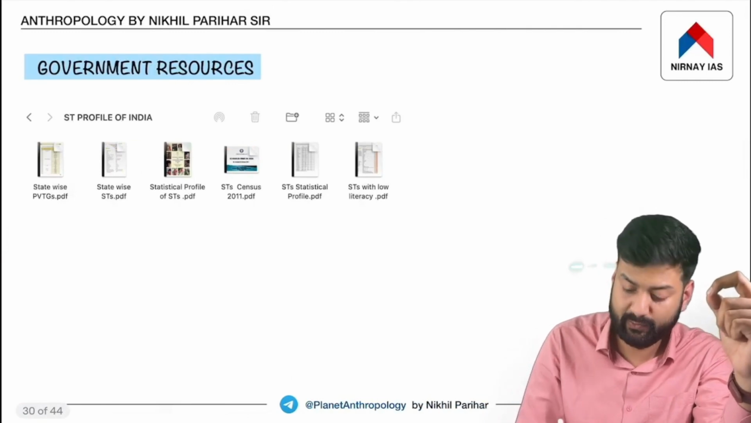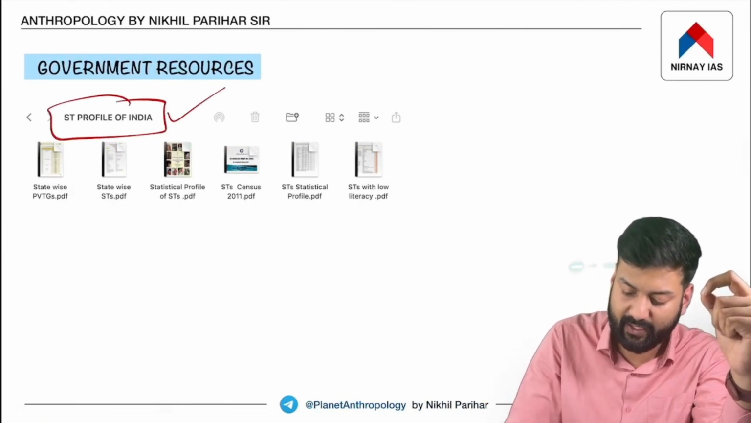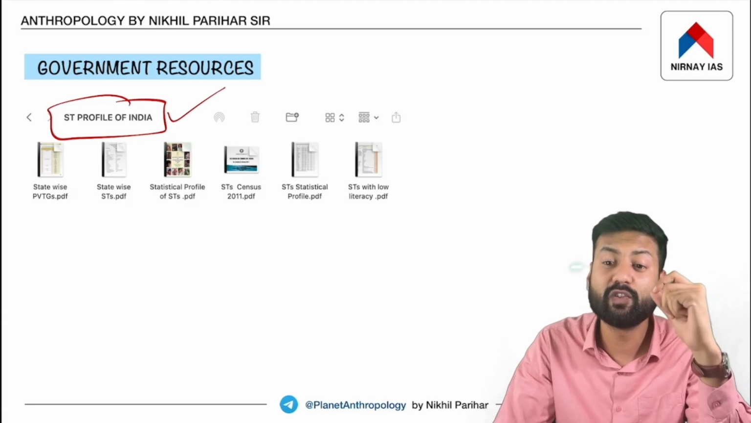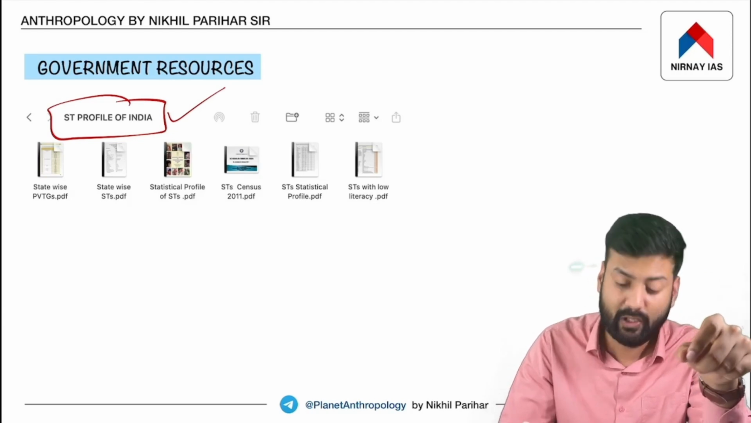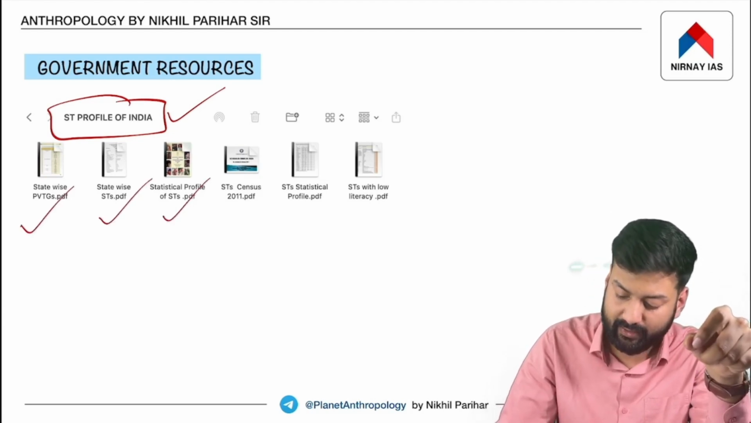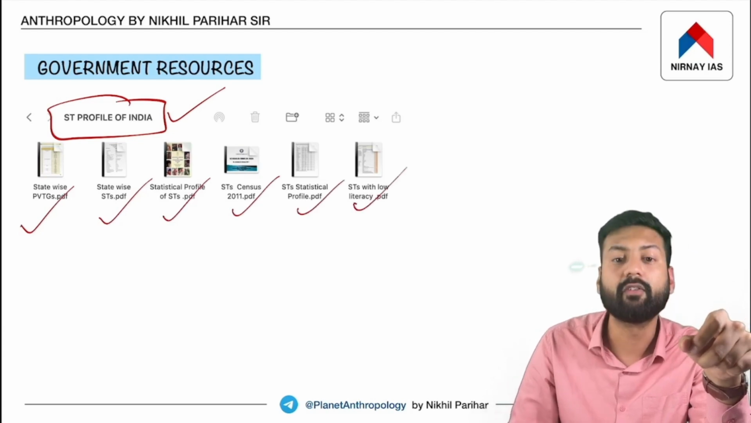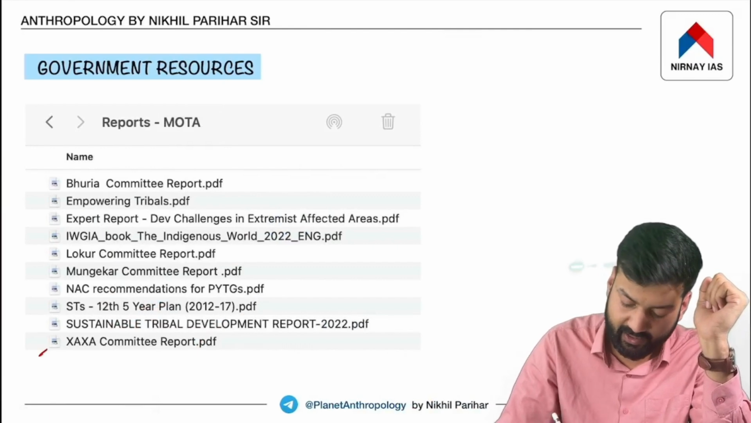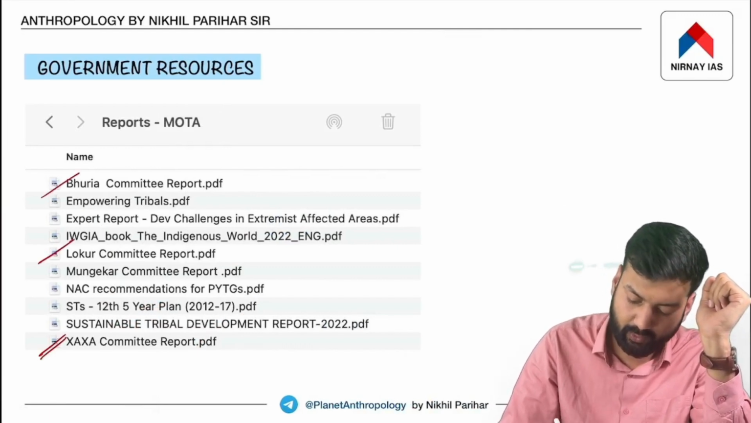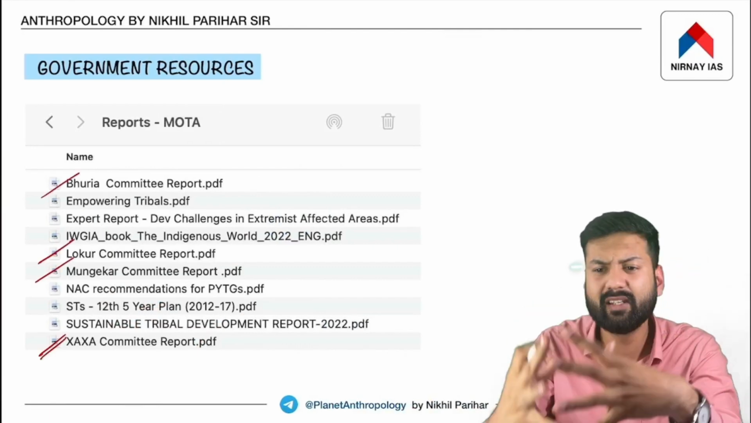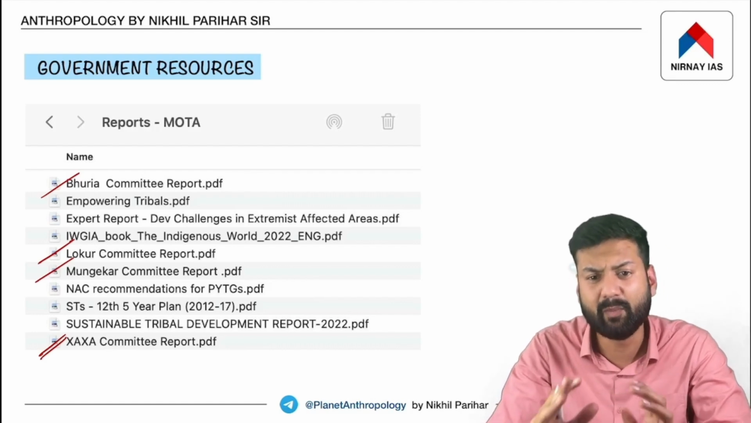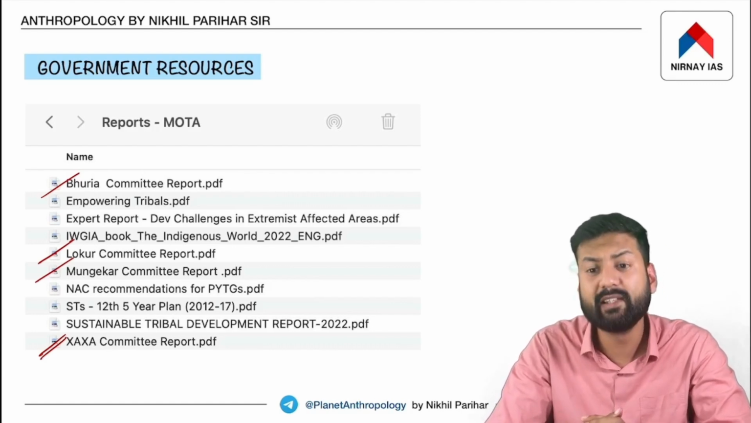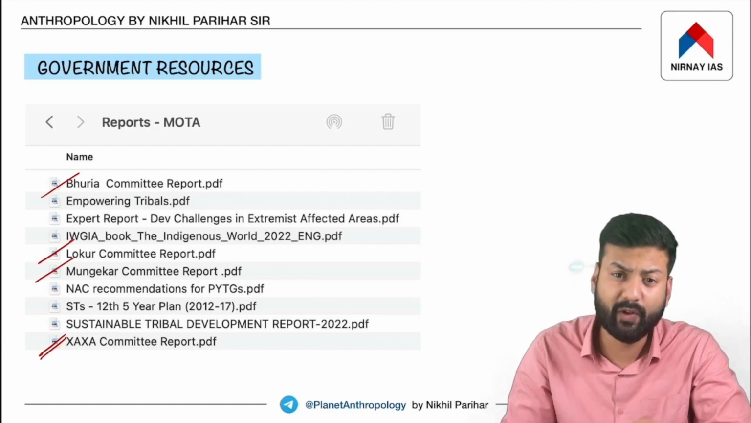Post that, there are resources based on the census of India, that is the ST profile of India, because we have something called tribal anthropology. So these reports are very important from that perspective. Beyond that, there are other government resources such as the Kaka Committee report, the Buria report, the Loco report, the Mungekar report, and others published by the government of India. These are the government resources.